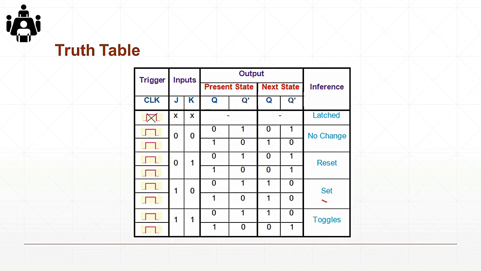Here is the truth table of a JK flip-flop. When J is low and K is low, then Q retains its previous state value, that is, it holds the current state.